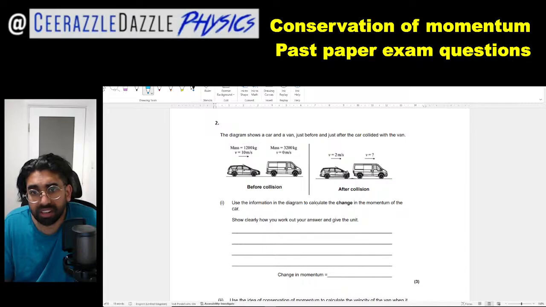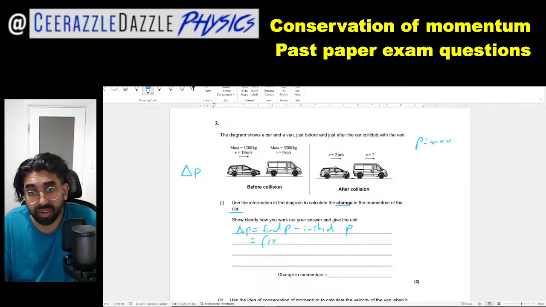Use the information in the diagram to calculate the change in momentum of the car. So what is the change in momentum of the car? Well, don't forget, if you want to work out the change in momentum, delta P, because delta means change and P is the momentum, is equal to the final momentum minus the initial momentum. So what is the final momentum? Momentum is equal to mass times the velocity. The mass of the car is given to us over there, 1,200 times the final velocity, 2, minus the initial momentum.